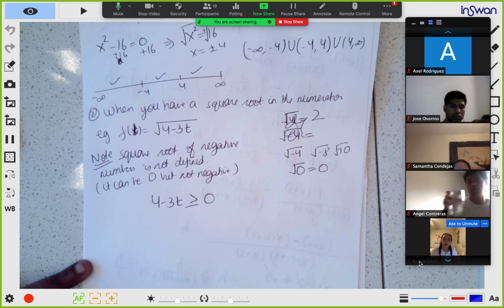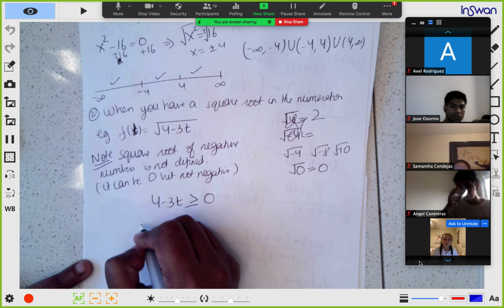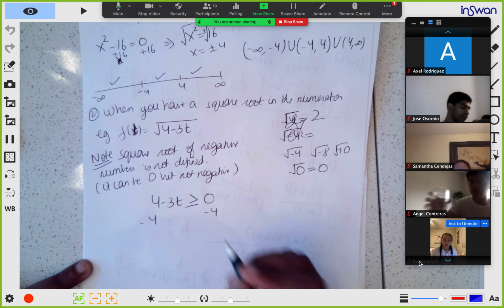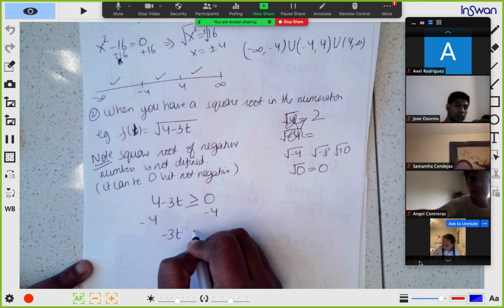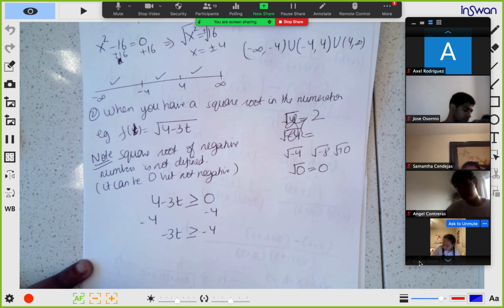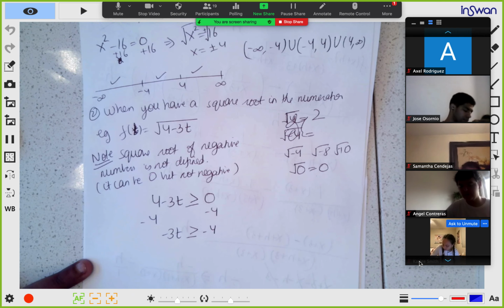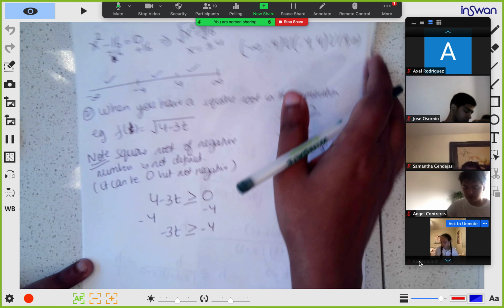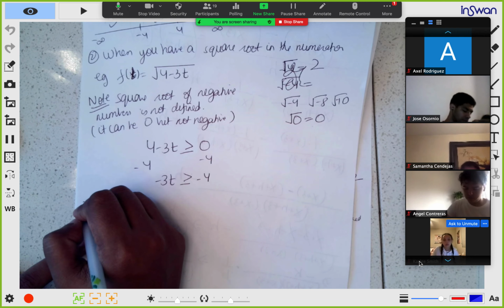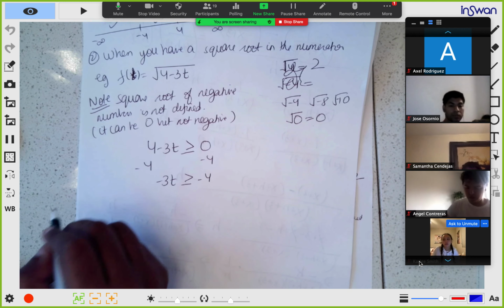So now I'm going to find the t values. First let's solve for t. I subtract 4 from both sides. I get negative 3t greater than or equal to negative 4. There is a very interesting thing about inequality that I want you to write in a bracket here.